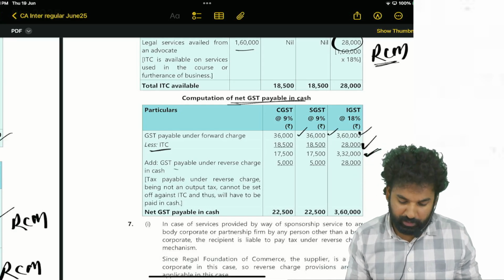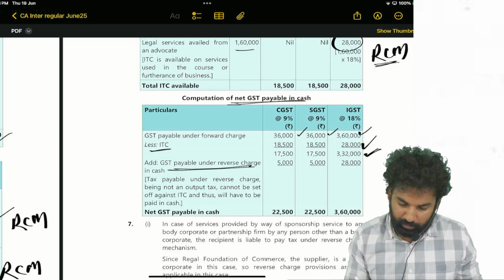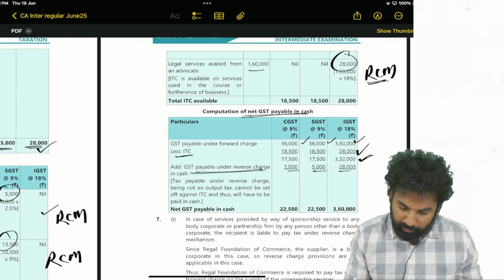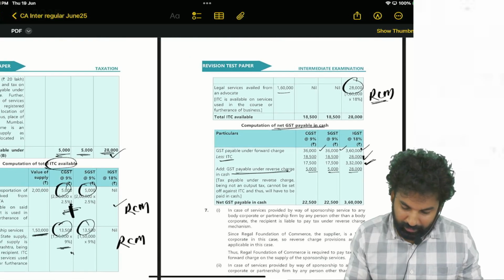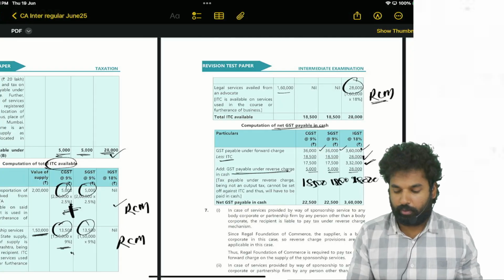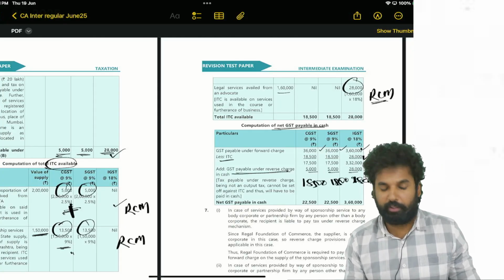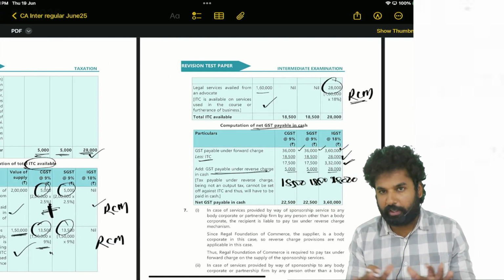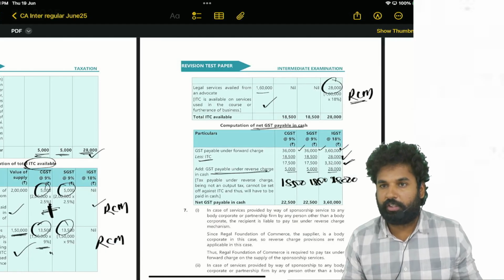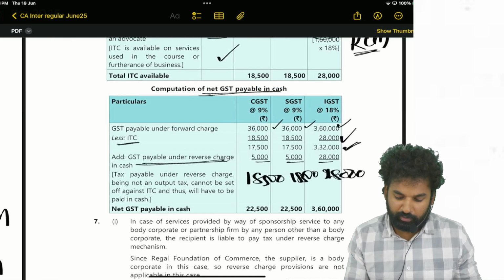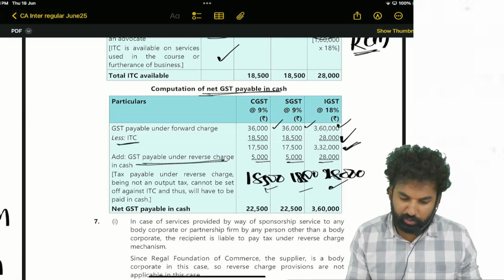At the same time, GST payable under reverse charge mechanism, 5,000, 5,000, 28,000 he is showing, but actually it shall be how much? 18,500, 18,500, 28,000 it shall be. Do you understand this point? Why it is like that? This is RCM, this is RCM, this is RCM. All the three are RCM. So that's why it shall be paid in cash. So that's why 18,500, 18,500, 28,000 shall be paid in cash.